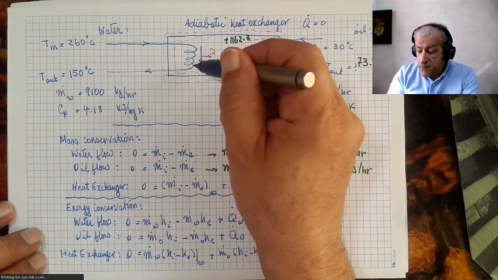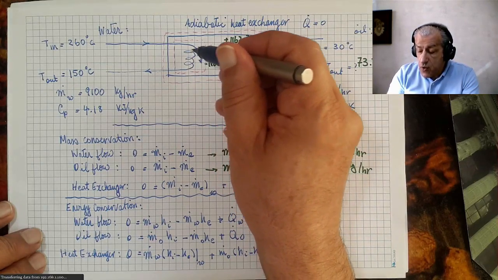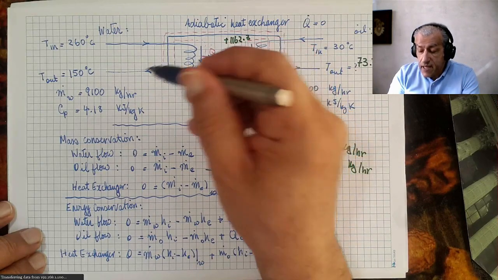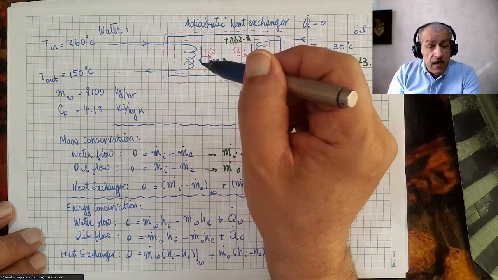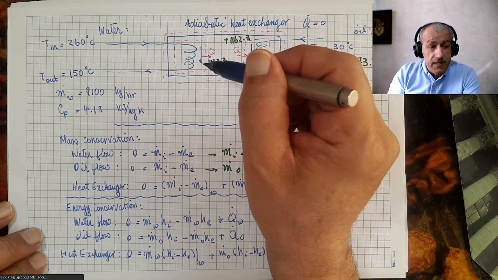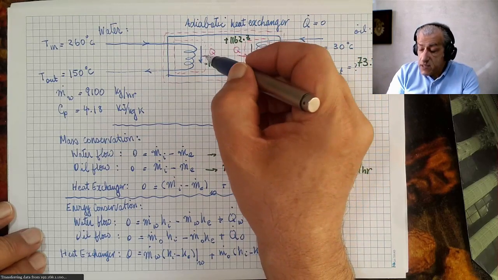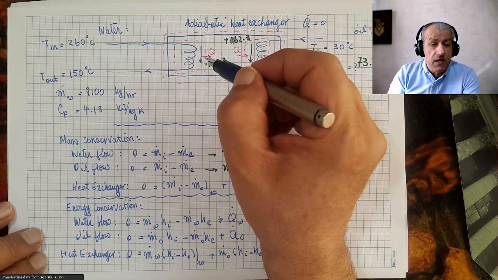As for this stream, it is just the flow that moves in and then moves out. Whatever entropy change that happens in this stream is because heat is taken out from it.